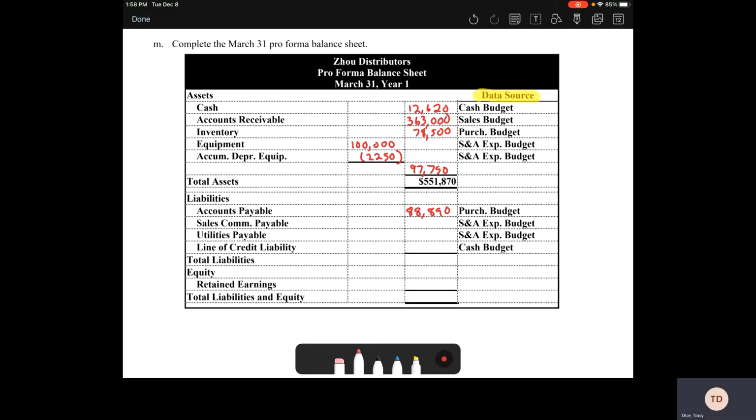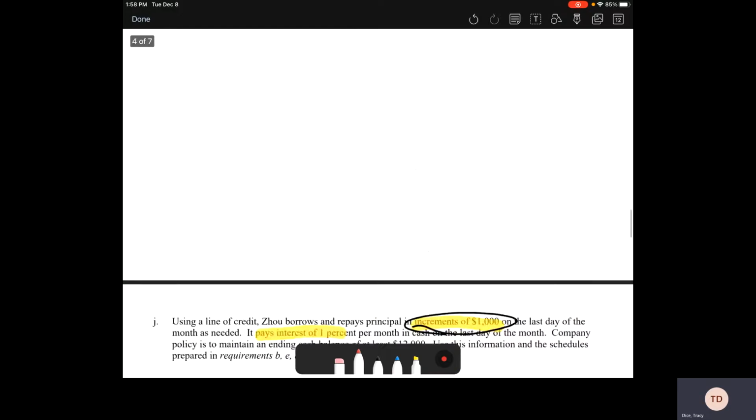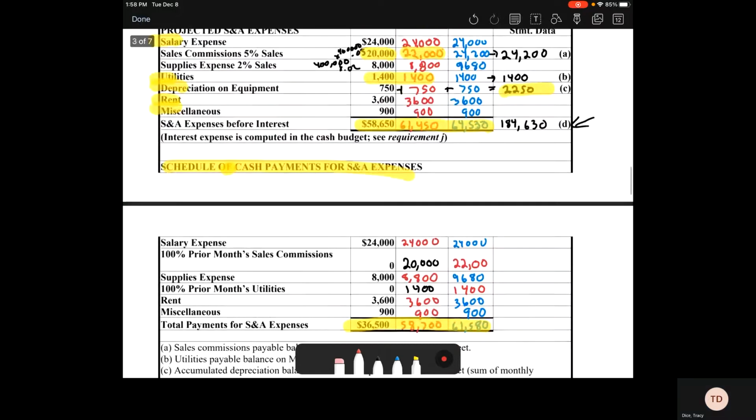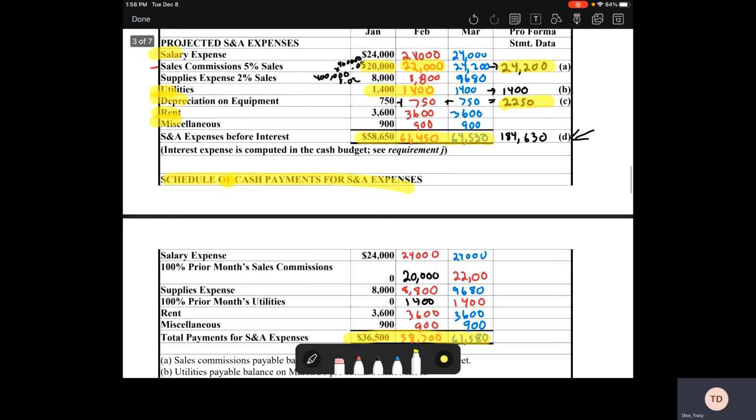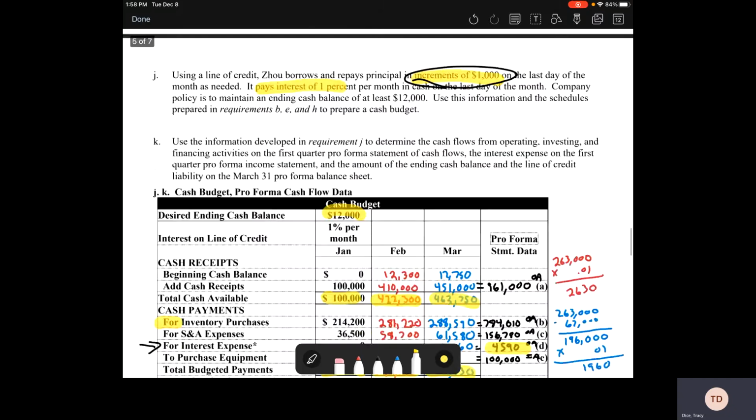So next we need to look at our sales commission payable. What commissions do we have that we have yet to pay? That's from that selling and administrative expenses budget. So here we are looking at how much in sales commission we have left. That's this part A right there, 24,200.